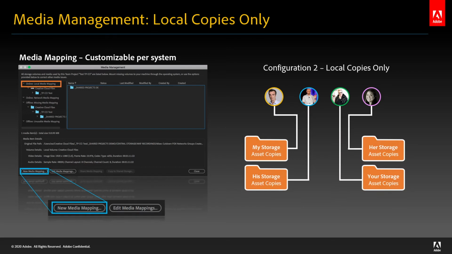In this second configuration, each collaborator has their own copy of files that are not auto-synchronized and may be spread across a variety of drives. Each collaborator can set their own media mapping start points irrespective of the way their collaborators are configured.